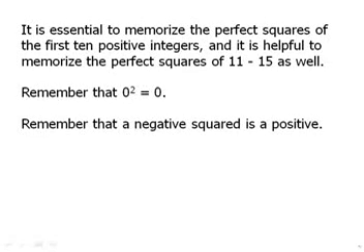It's essential to memorize the perfect squares of the first 10 integers, and it's helpful to memorize the perfect squares of 11 through 15 as well. If you know that, you'll save yourself a lot of time. Remember that, of course, you can square 0. 0 squared is 0. And remember that a negative squared is positive. So just as positive 9 squared is 81, negative 9 squared is also positive 81.